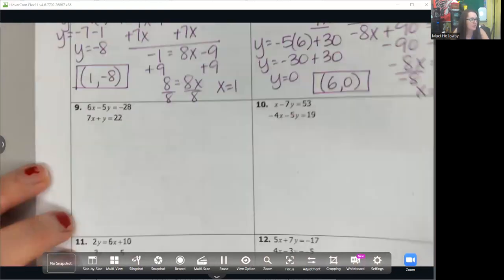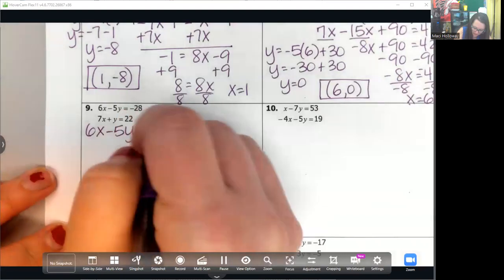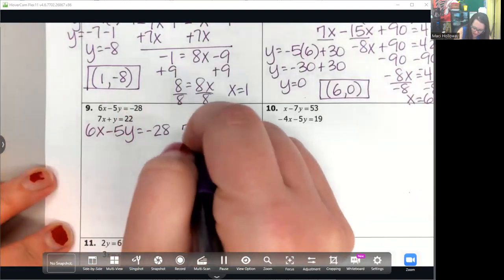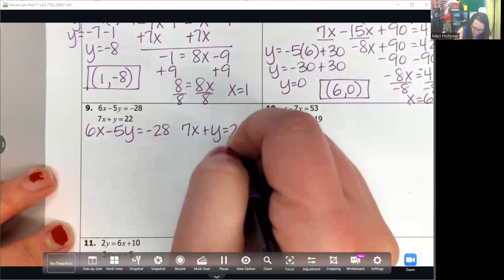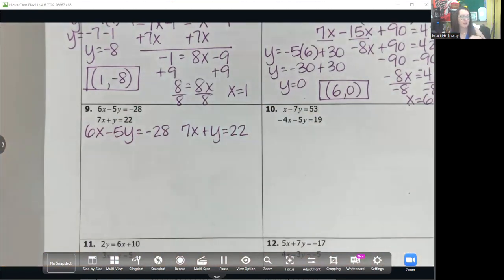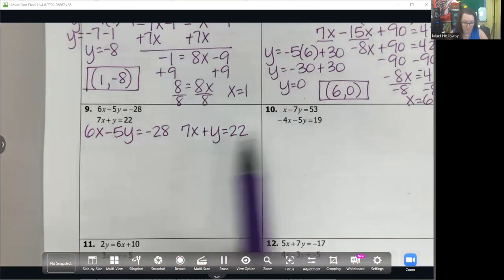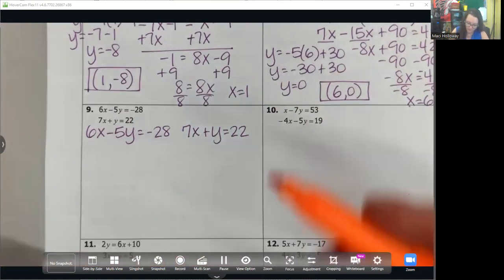Let's look at this number 9. I'm going to write them next to each other, and let's see if one of the variables is already solved for. I'm looking for a variable on one side and everything else on the other side, and I don't see that. However, I do see a variable alone. I'm looking for a variable that doesn't have a number in front. This y value only has a 1 in front. This is the easiest one to solve for. So I'm going to solve for this y.